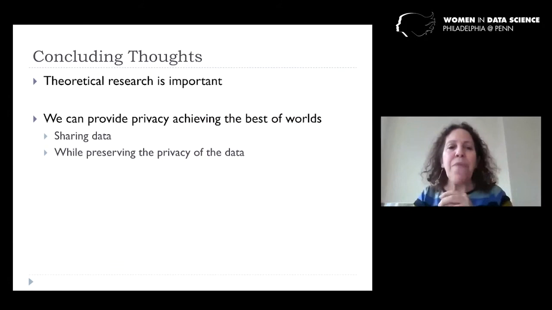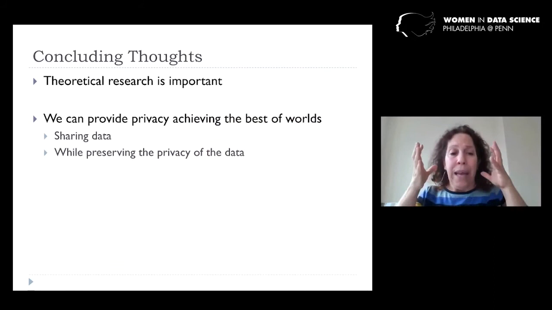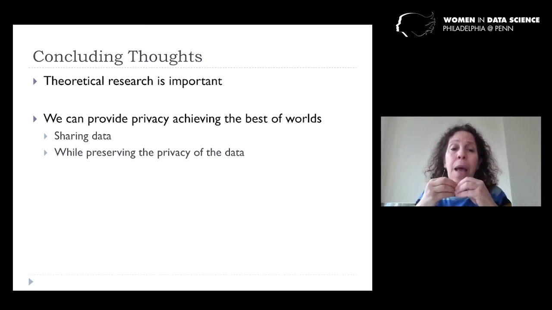And specifically for the topic that I was talking about today, using this theory, we can actually show that we can do the best of both worlds, that we can share information and compute on it while preserving the privacy of the data. So that is it, and thank you very much.